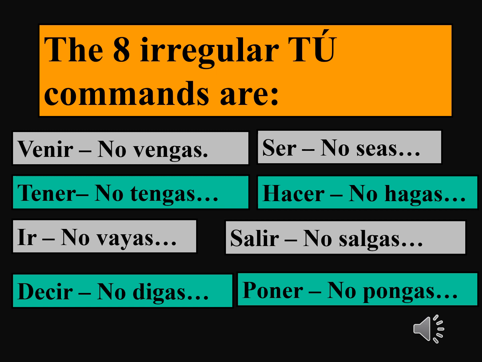We can take one of our demonstratives from last lesson and say this: no hagas eso. Don't do that. Or if you want someone just to sit there, you can say no hagas nada. Don't do anything. Salir, no salgas. Poner, no pongas. So all of these form the same pattern. These are 8 irregulars, yo form, AS endings.